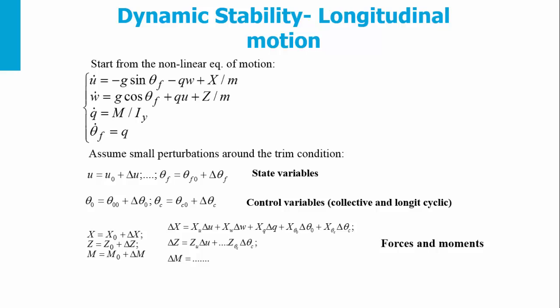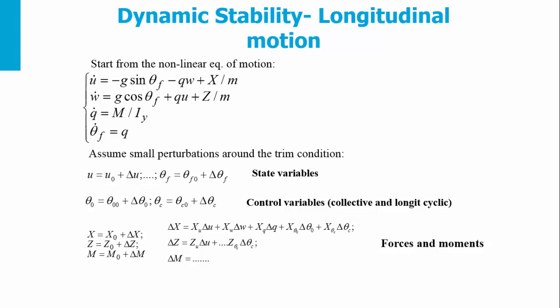For the dynamic stability, let's consider now the longitudinal motion. Here, we assume that we start from the nonlinear equations of motion that we derived in the 3 degrees of freedom helicopter model: the u dot, w dot, q dot, and theta f dot equations. Assume small perturbations around the trim condition, u0 plus delta u, theta f plus delta theta f, and so forth, and also assume perturbations in the control variables, which in our longitudinal model are the collective and the longitudinal cyclic.